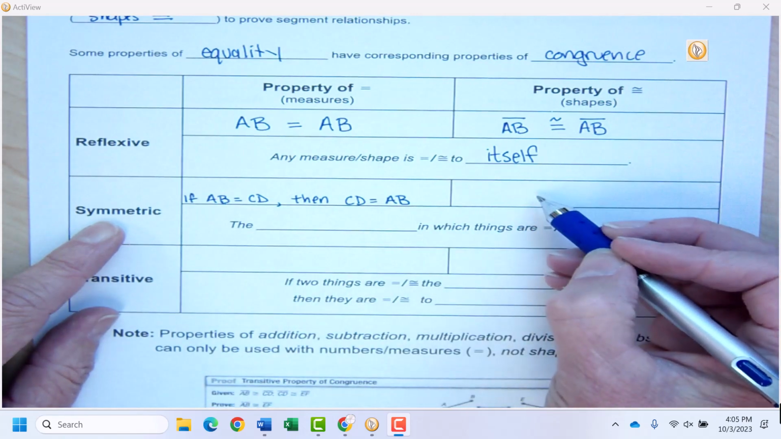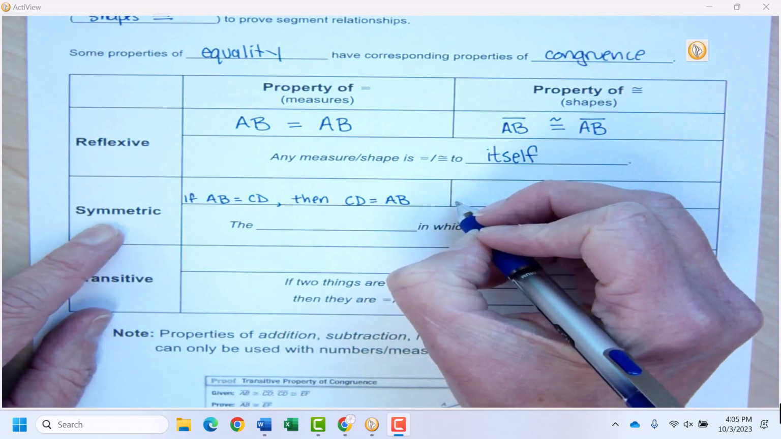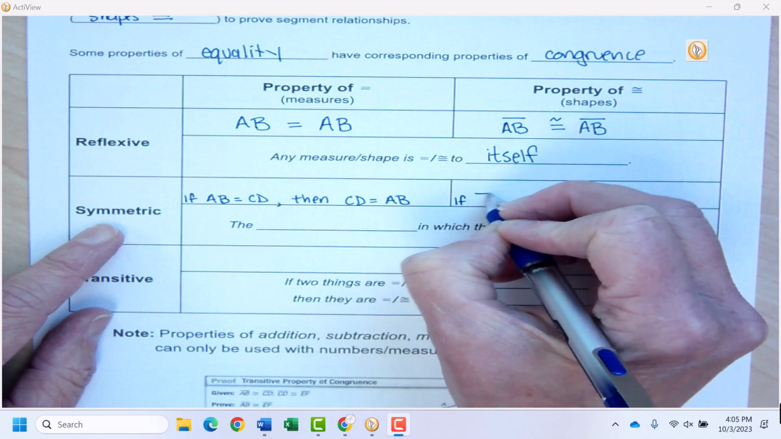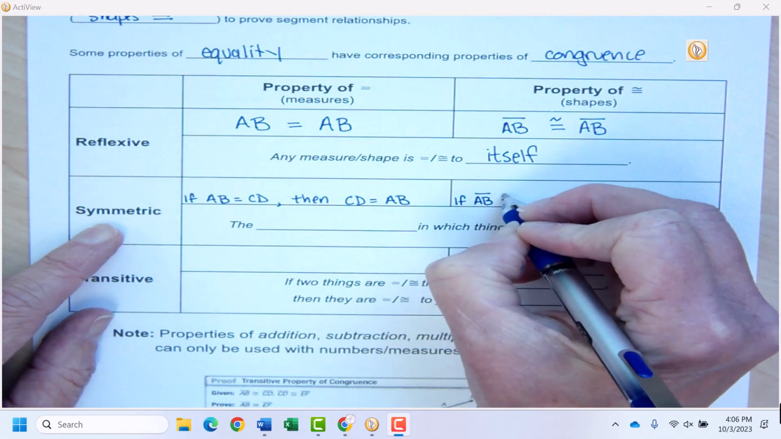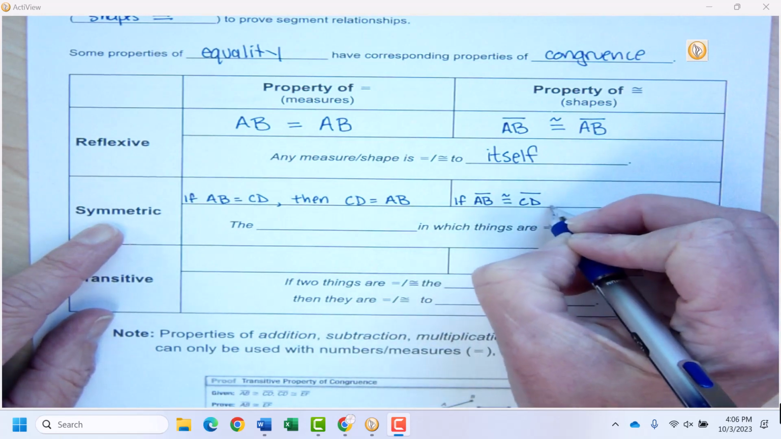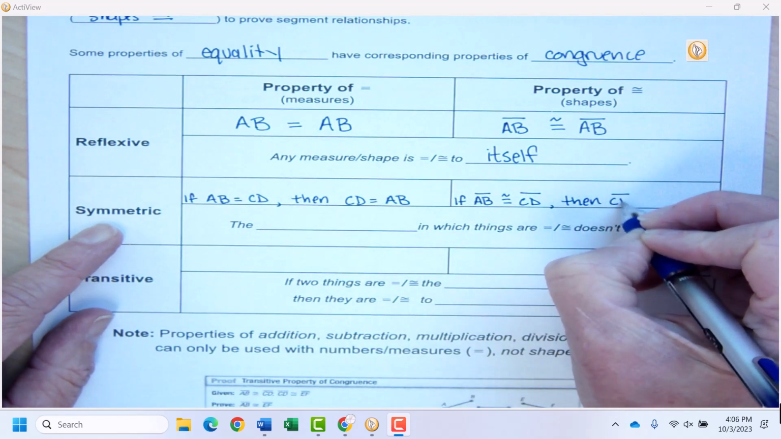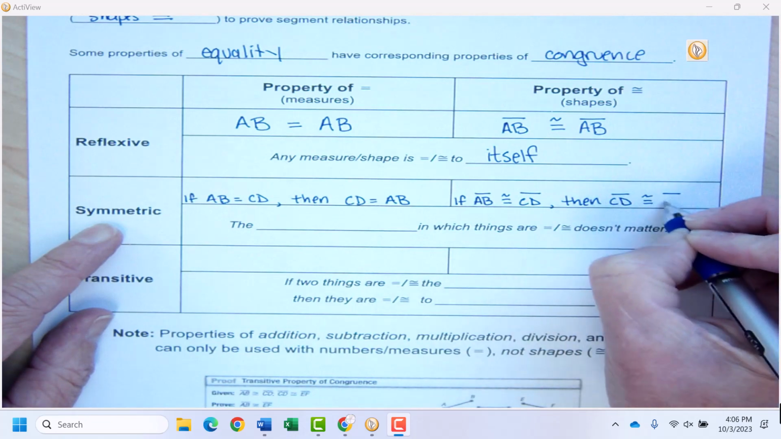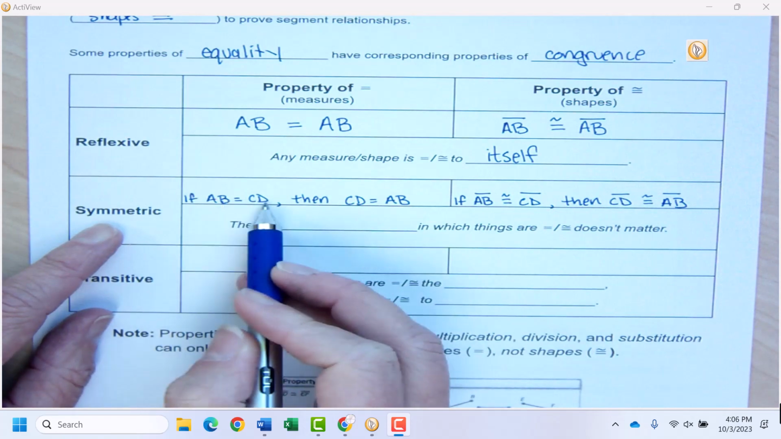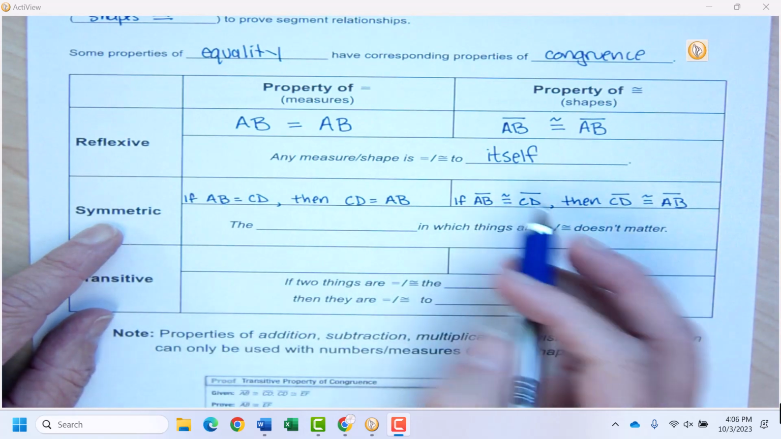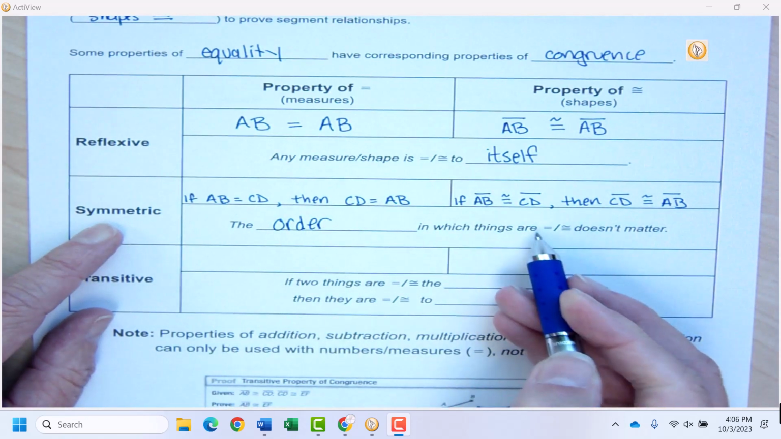Correspondingly, we have the symmetric property of congruence that says the same thing except with shapes and congruence. If segment AB, not its measure, but the segment itself, is congruent to segment CD, then the reverse is true as well. Segment CD is congruent to segment AB. I'll just reiterate that measures are equal, shapes are congruent, and the order in which things are equal or congruent doesn't matter.